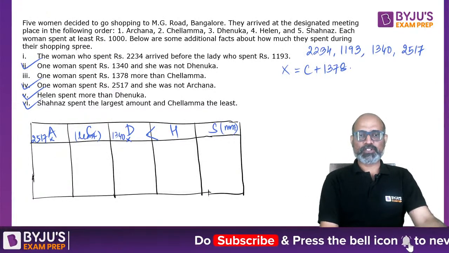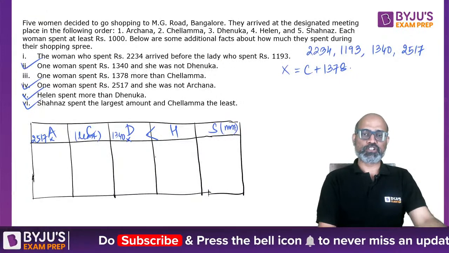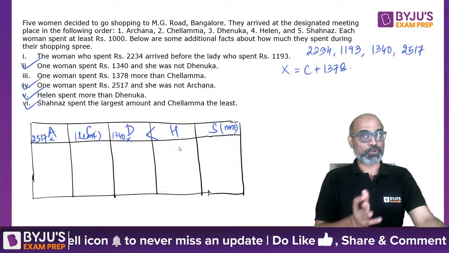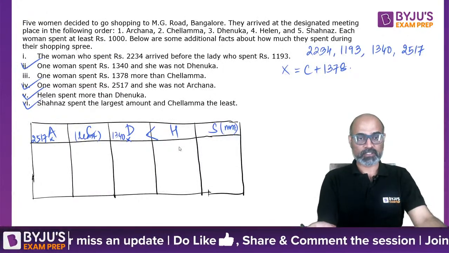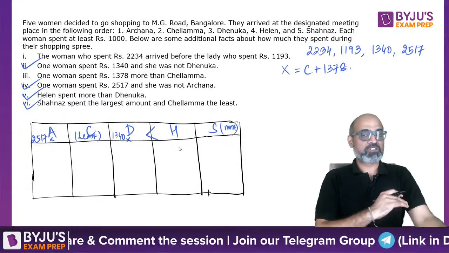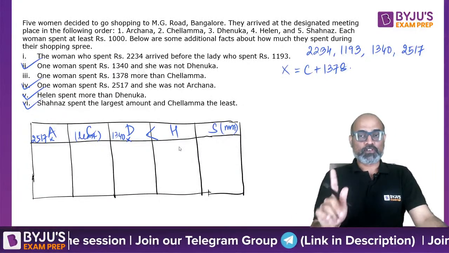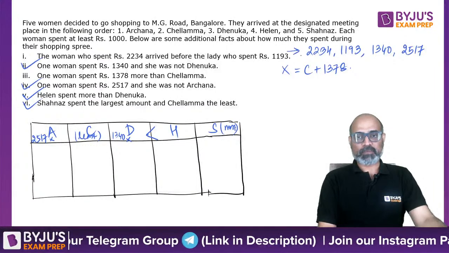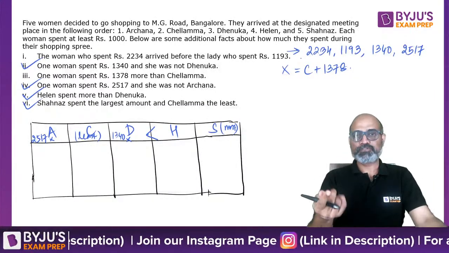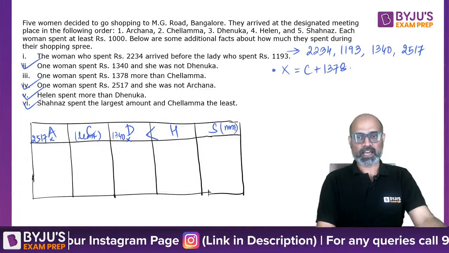Let's repeat. The woman who spent 2234 arrived before the lady who spent 1193. We have no idea who spent 1193. So we don't know where to put 2234 or vice versa. One woman spent 1378 more than C. Still no idea. If you look into how many different amounts we are aware of, so far we are aware of only 4. So we need a fifth amount. For the fifth amount, we do have a condition.